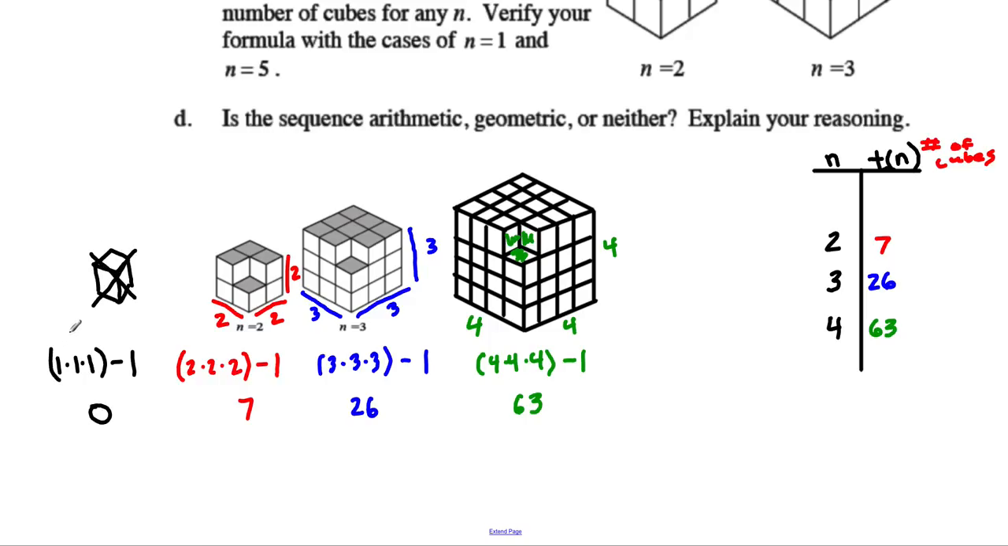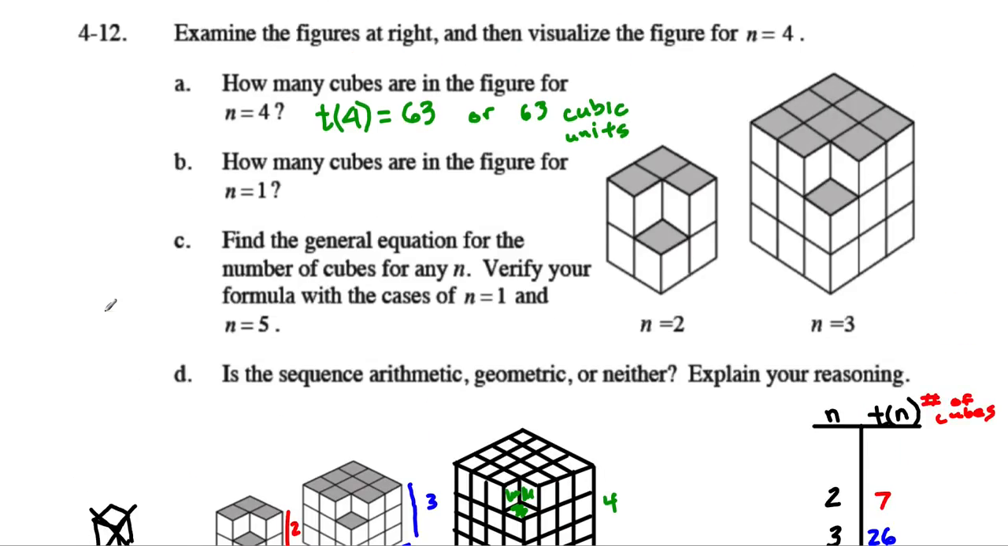So our first term in the sequence would be 0. How many cubes are in the figure for n equals 1? You could say T of 1 equals 0, or 0 cubic units, or 0 cubes. I'll write that in this case here. So I'm going to go over here and fill that in on my little table. I have 1. This would be 0.